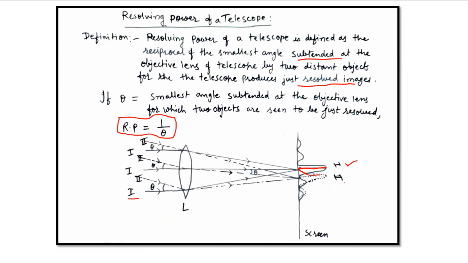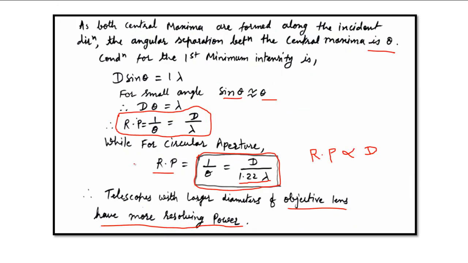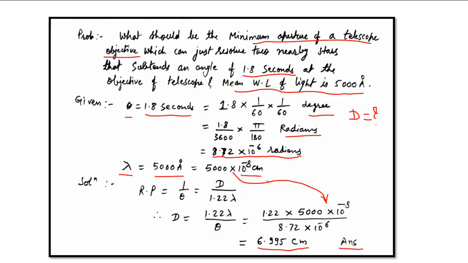Then we have seen the expression for resolving power of telescope. So resolving power of telescope is 1 by theta, where theta is the smallest angle subtended at the objective lens for which two objects are seen to be just resolved. Then we have seen the expression for that, which is resolving power equal to 1 by theta is equal to capital D divided by 1.22 times lambda, where capital D is the diameter of the objective lens and lambda is the wavelength of the light source. And one problem on this, how to solve the problem for resolving power of a telescope.